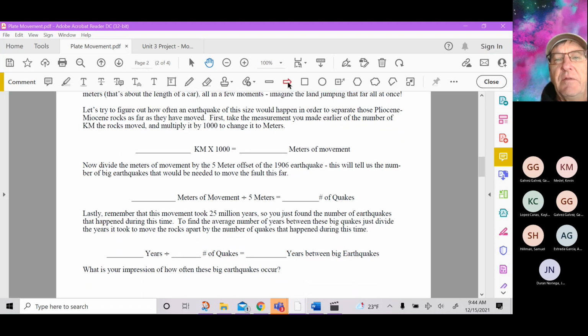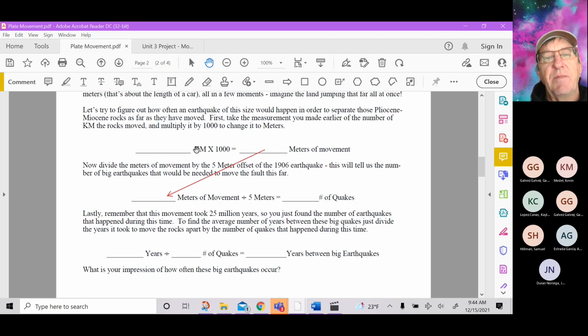Then you're going to take this number, carry it down here, and divide by 5 meters, because that's the offset of the 1906 earthquake. We know that one big earthquake moved the land 5 meters. So the question becomes, how many earthquakes would occur in that amount of time to move the land that far? How many of these big earthquakes would happen to move the land this many kilometers? We've measured that it's moved this far.